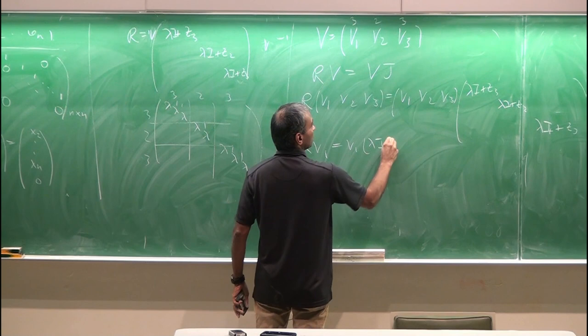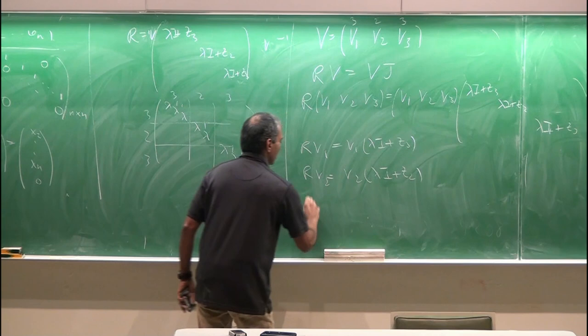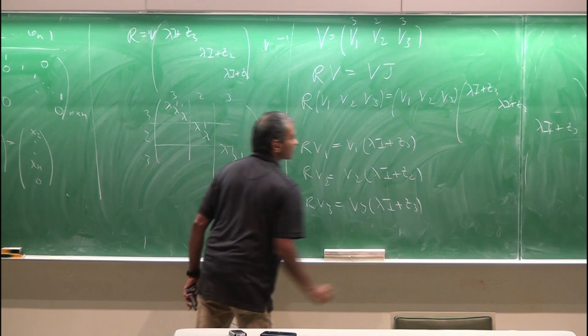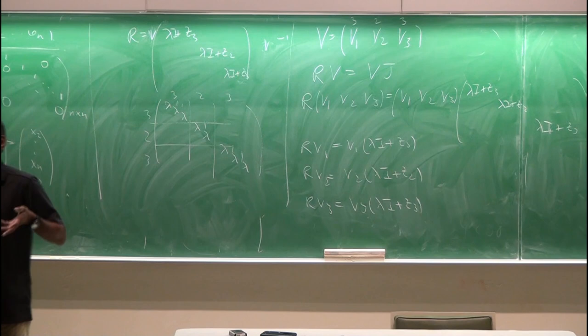Okay? So look at the second block column, I have R V2, it's equal to V2 times lambda I plus Z2. And R V3 is equal to V3 times lambda I plus Z3. Guys, you see that V1, V2, and V3 satisfy the same equation, but with different sizes of the Z on the side. Okay, so it's not like A V equal to lambda V, where all eigenvalues satisfy the same equation. So we just have to find all solutions of that equation.